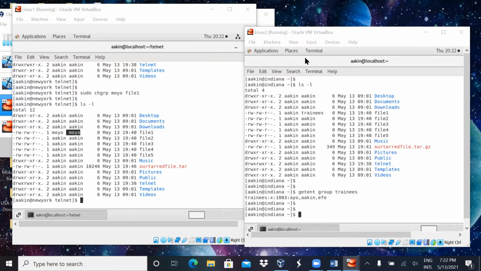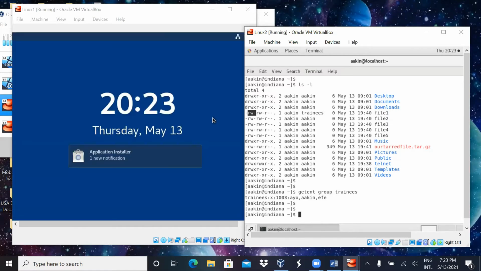The owner of the file. Who is the owner of that file? Akin. Akin has read write permission, no executable permission on that file. The group owners have read write permission, and everyone else has only read permission. So that is the level of permission.